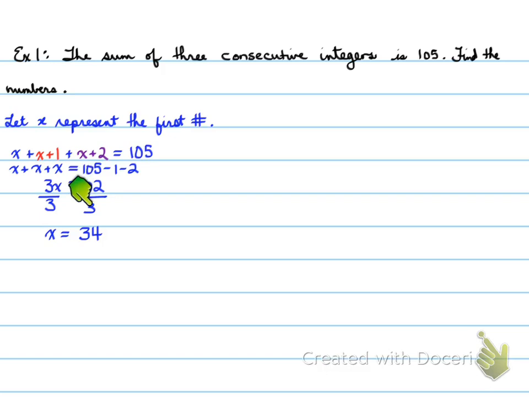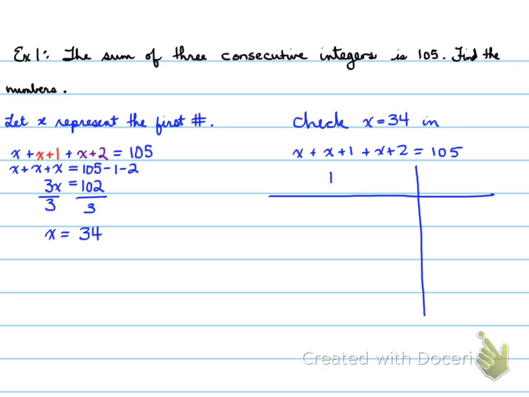Now, you can tell you did something wrong if, for example, you were to do this and you got a decimal answer. Because of the way the question is stated, it's an integer. Integer means the number can be negative, but can't be a decimal. So we can't have a decimal or a fraction as our answer, because we need the number to be an integer. All right? So we can check x equals 34 in the equation.